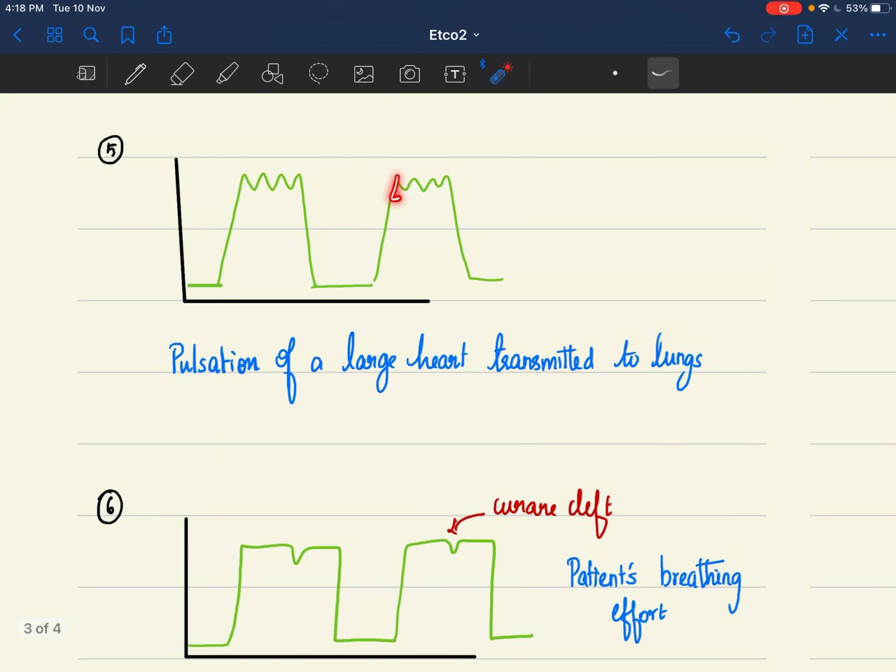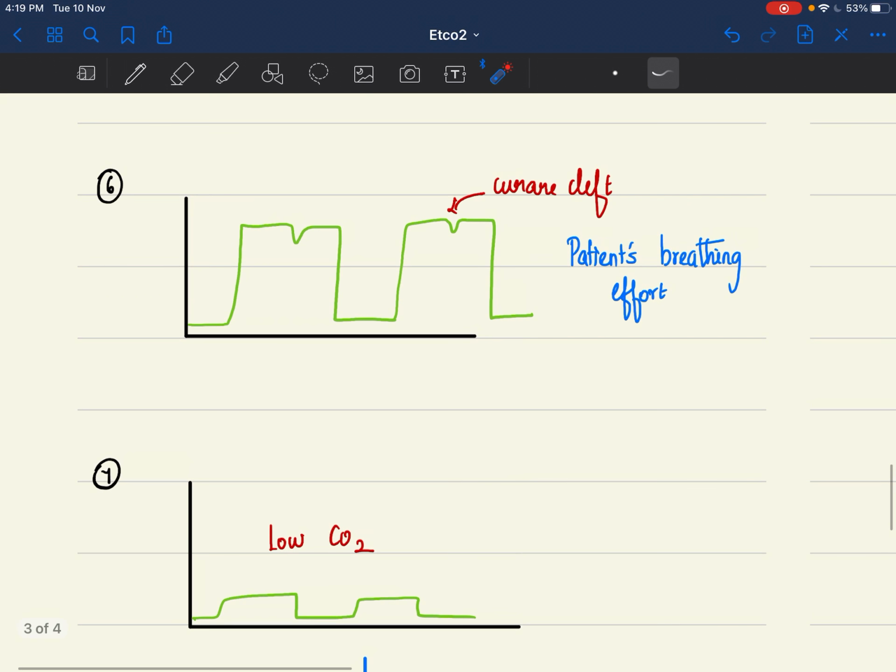Here you can see oscillations. You can have oscillations like this, or you can have oscillations like this. These oscillations are suggestive of a large heart whose pulsations are transmitted to the lungs. Next, you have a wave in which there is a small cleft. This cleft is called the Curare cleft, which is suggestive of a paralytic agent being used, or the patient is trying to breathe. This is representative of the patient's breathing effort.